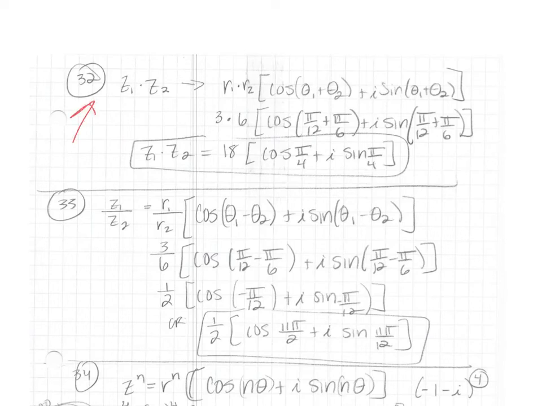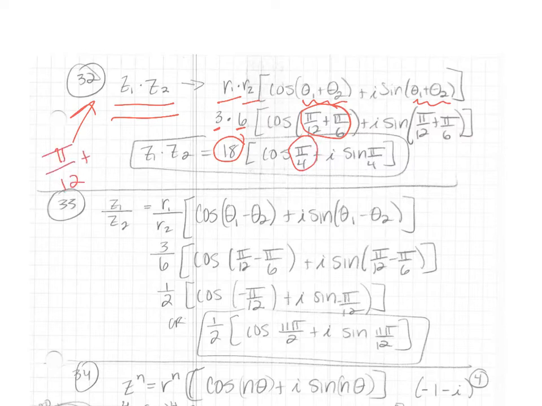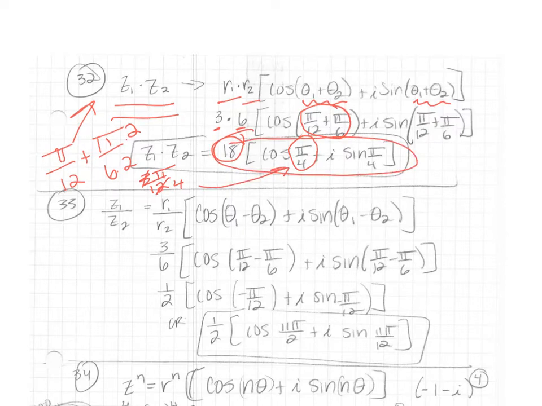So for number 32, when you're multiplying, you multiply the r values and you add the thetas and everything else is the same. So the r values for both of the numbers were 3 and 6. We multiply those and get 18. The thetas were pi over 12 and pi over 6. And when we add those, we get pi over 4, right? Pi over 12 and pi over 6 becomes 3 pi over 12, which becomes pi over 4. So that's our final answer.